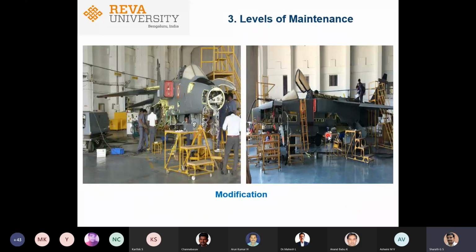And in this picture, we can see some HAL people working on some Jaguar aircraft, carrying out some modifications. This is also carried out on the shop floors.